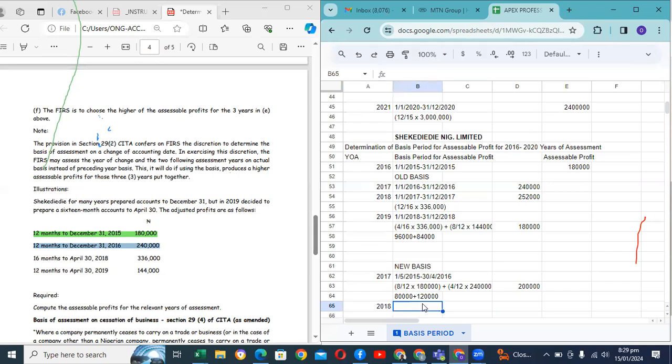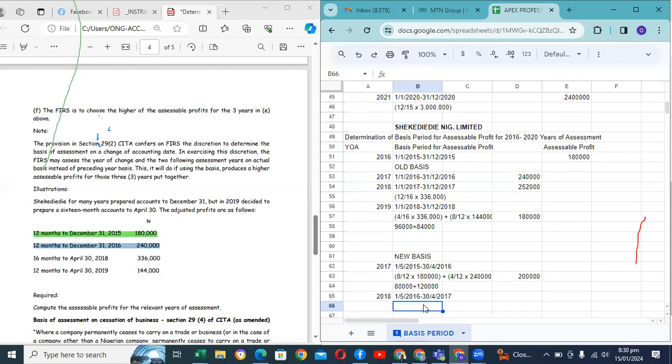Correct. So we have 2018. I will start a day after, Abi. So a day after is when? 1/5/2016. And end in the new accounting year end, that's 30/4/2017. You start a day after the first one, that's 1/5/2016, and end in the new accounting year, that's 30/4/2017.